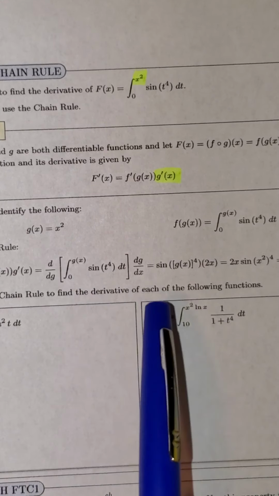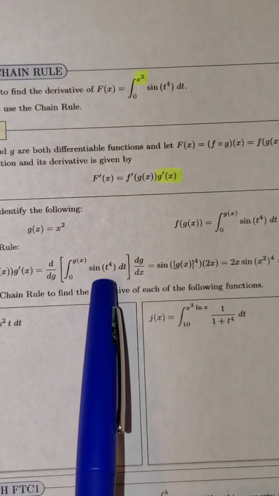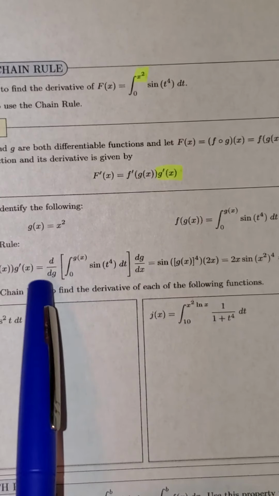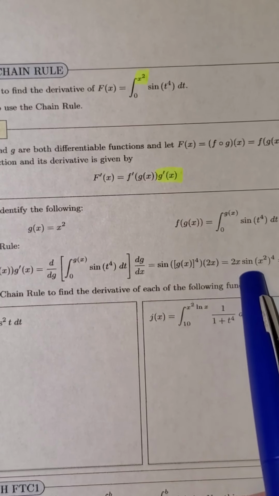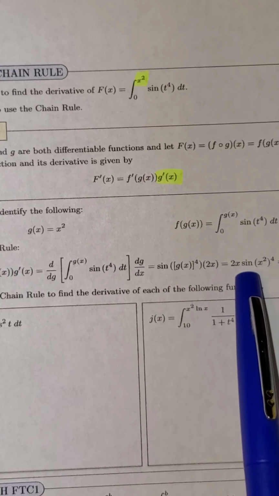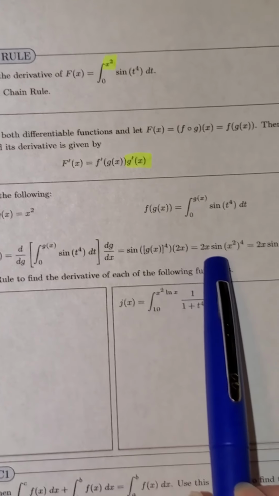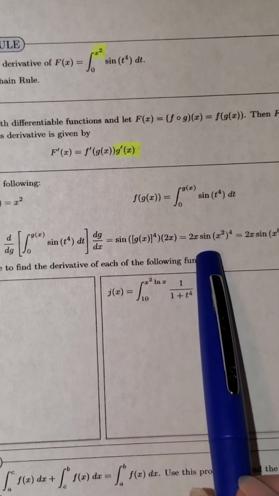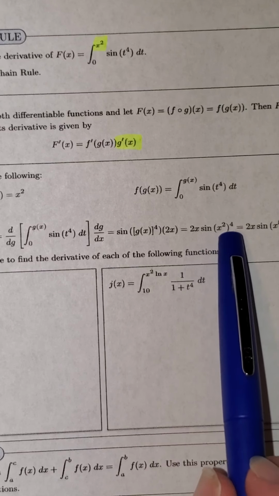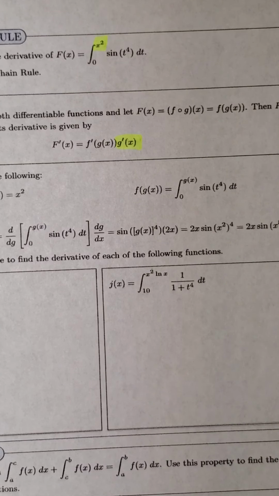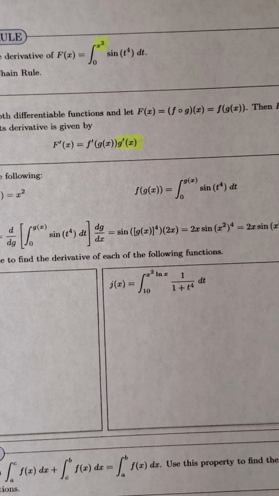So here they plugged it in. They like to show the derivative step. So you're going to have 2x, that's the derivative of x squared. And then the sine of, then they plugged in the x squared and made it to the fourth, so x squared to the fourth. So it would be 2x sine of x to the eighth.